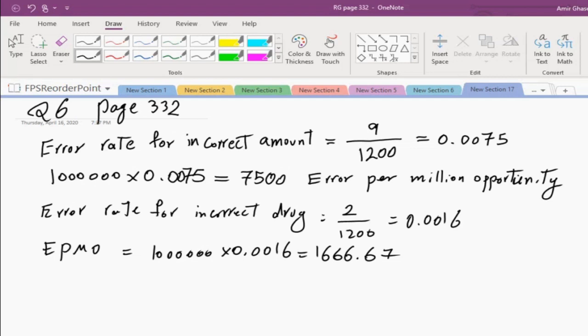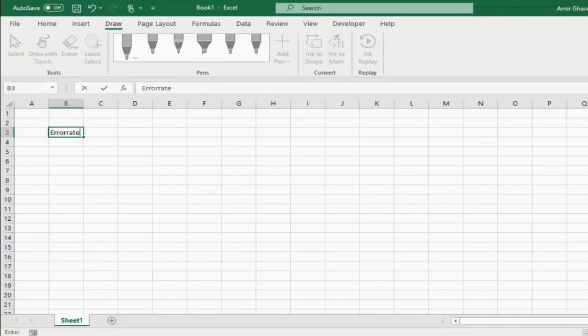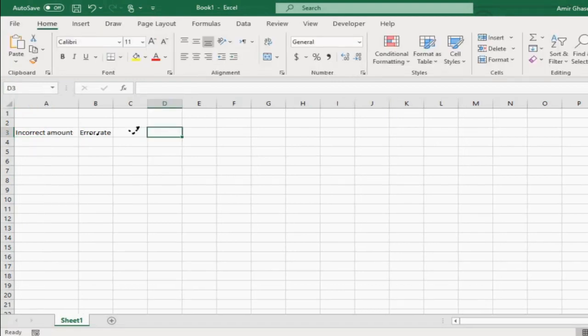So we would put this in Excel. Let me open my Excel. So we write the error rate. Here we would say incorrect amount. The error rate is 0.0075. So now we have to go to the cell.